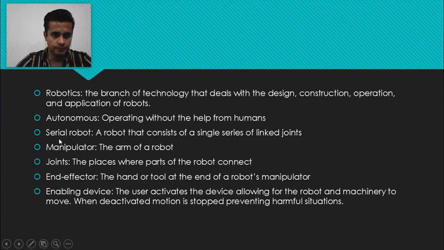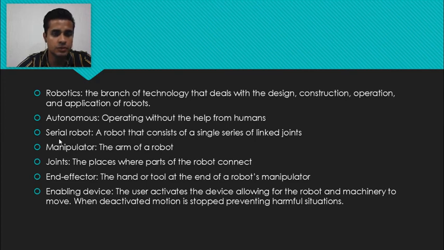And so, to start off, the first word is going to be robotics. What is this? Basically, it is the branch of technology that deals with the design, construction, operation, and application of robots. Okay, plain and simple. Autonomous. Remember, we're talking about robots. Autonomous means operating without help from humans.